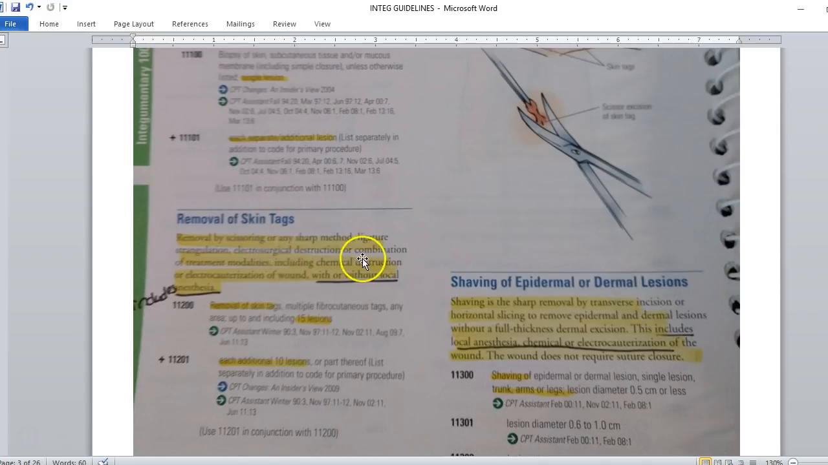Okay, and again, when we're talking about these, so this is the scissoring. They can also use different types of scalpels, ligature strangulation when they tie a piece of surgical string around it. Electrosurgical destruction is when we're using usually hot heat to destroy it as well. And so again, this can also include the chemical destruction or electrocauterization of the wound, especially for things like skin tags. They look like pens. And at the end of the pen, it's actually a little laser and it can seal up those capillaries. Okay, so that is included in this as well. We cannot code separately for those.